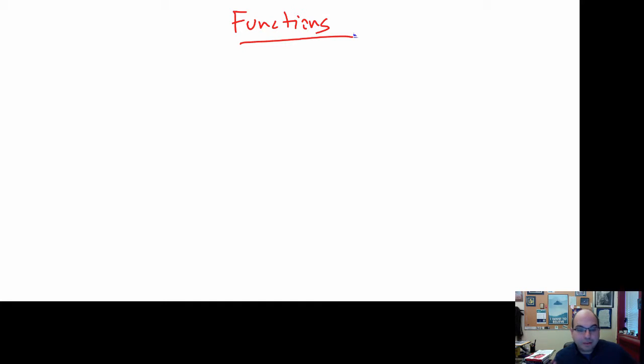Okay, so let's look at functions. This is something that we're actually very familiar with. For example, we can have a function like f of x equals x squared. And we know what that means, right? We have different representations for functions.